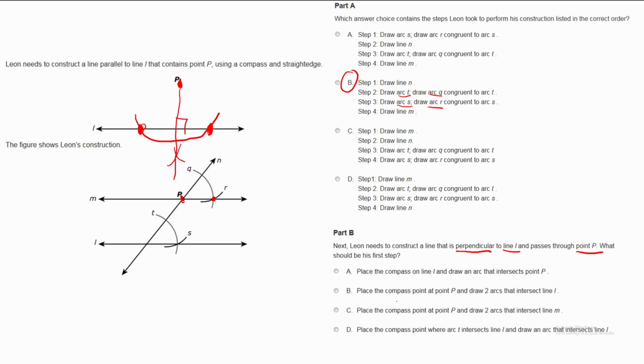We'll show you, right? So it says place the compass on line L and draw an arc that intersects point P. No. Place the compass at point P and draw two arcs that intersect line L. Maybe, because we have an arc, but let's read the other ones. Place the compass at point P and draw two arcs that intersect line M. Do we even have line M in this situation? We do not. Place the compass at where arc T intersects line L. No, we don't need that, right?